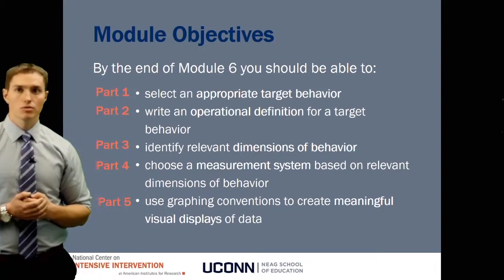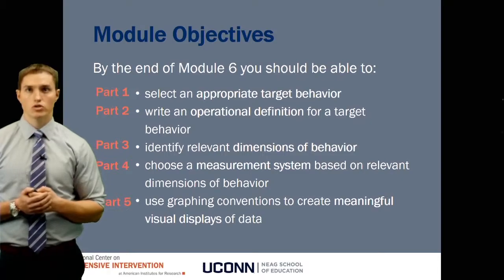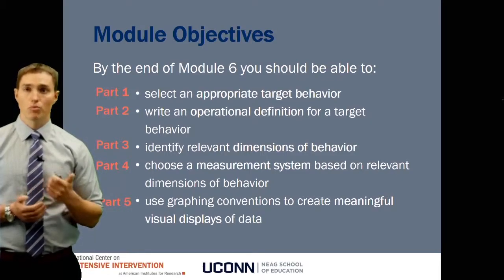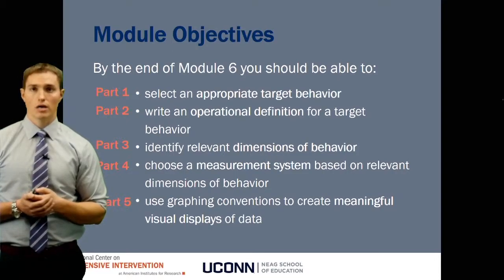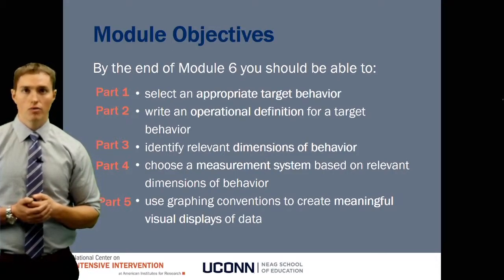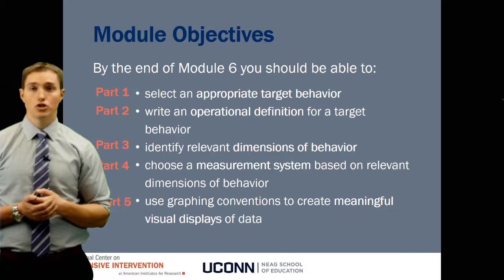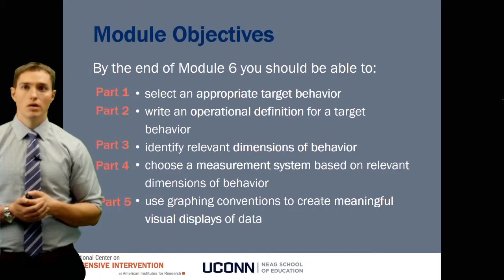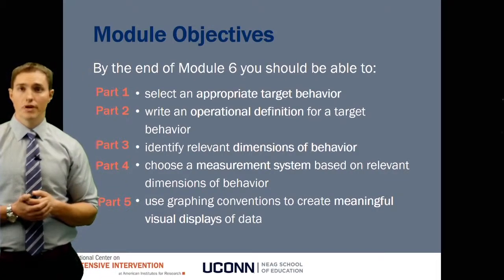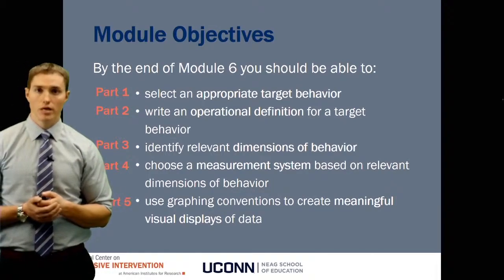Through this module, you'll see 5 different parts. By the end of Module 6, you should be able to select an appropriate target behavior, write an operational definition for a target behavior, identify relevant dimensions of behavior. From that conversation, you should be able to choose a measurement system based on these relevant dimensions of behavior. And finally, you should be able to use graphing conventions to create meaningful visual displays of the behavioral data you've tracked.